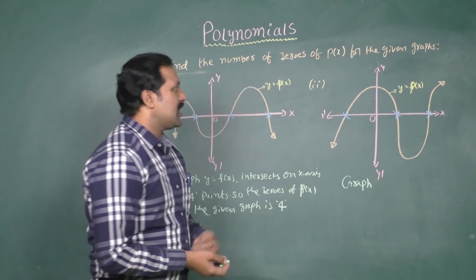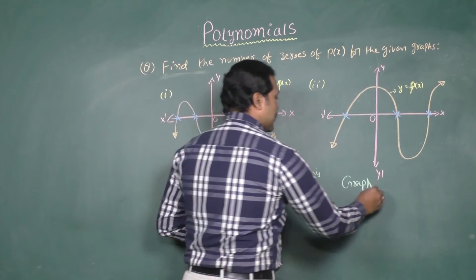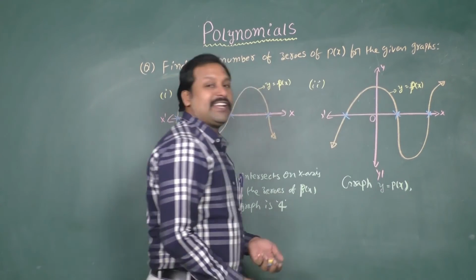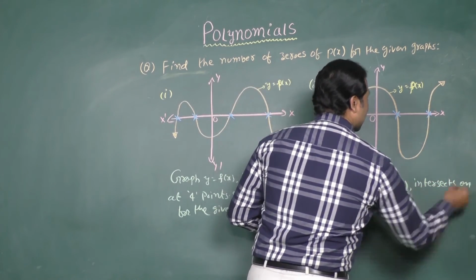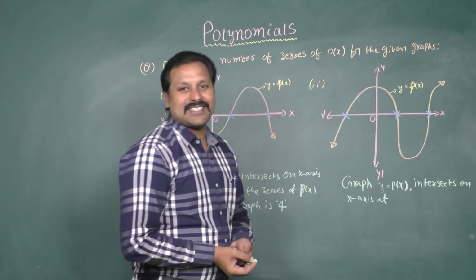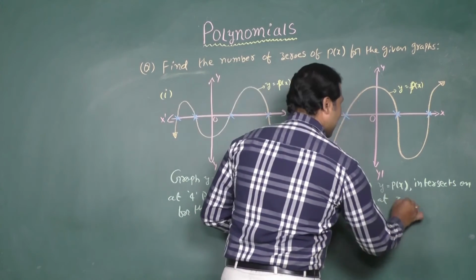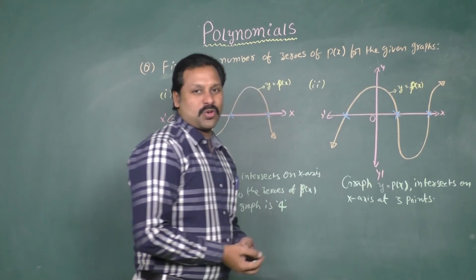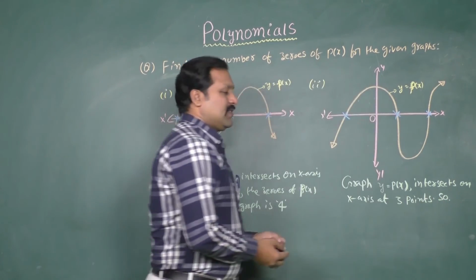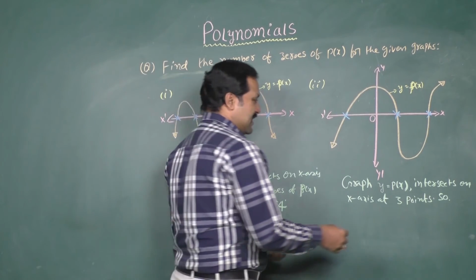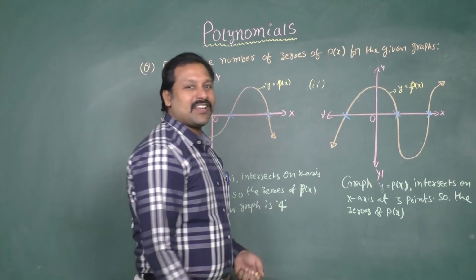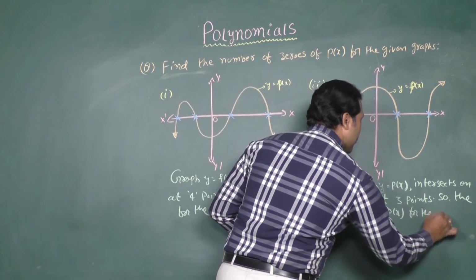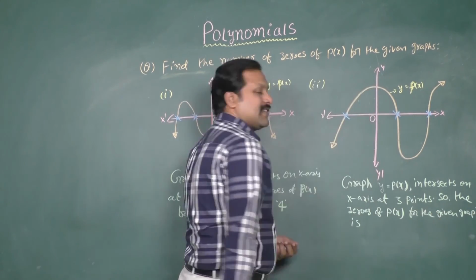Graph y equal to p of x intersects the x-axis at 3 points. So the zeros of p of x for the given graph is 3.